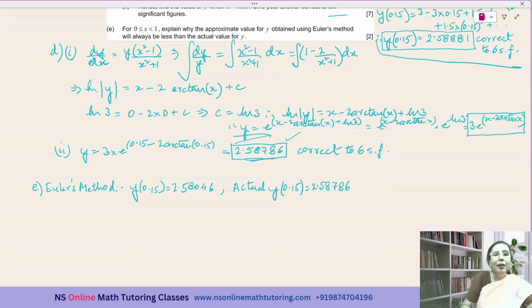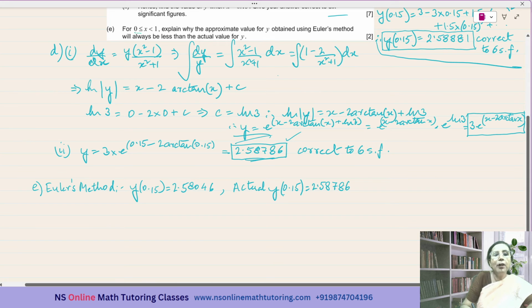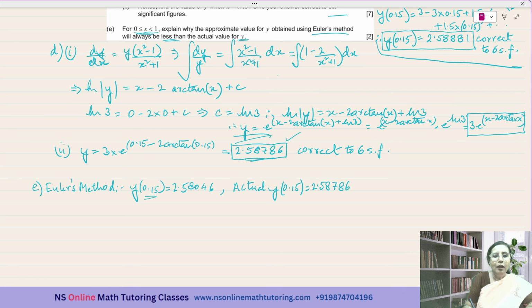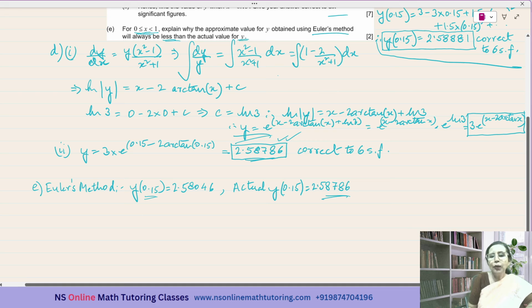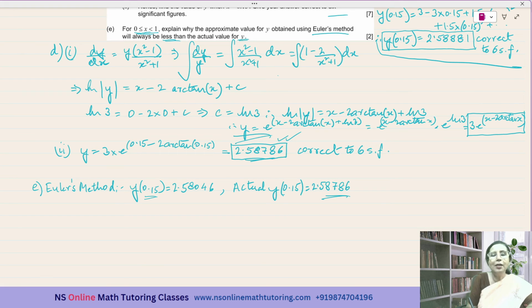Now the subpart E: for x greater than or equal to 0 but less than 1, explain why the approximate value for y obtained using Euler's method will always be less than the actual value for y. Using Euler's method, we had found the value of y when x was equal to 0.15, which is in this range, x is greater than or equal to 0 but is less than 1, as 2.58046. Whereas the actual value of y is 2.58786.